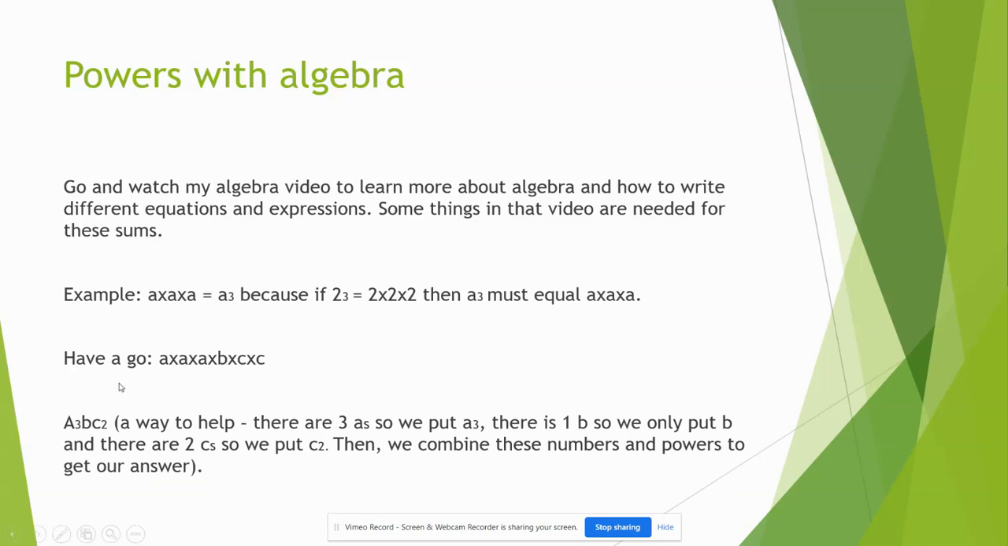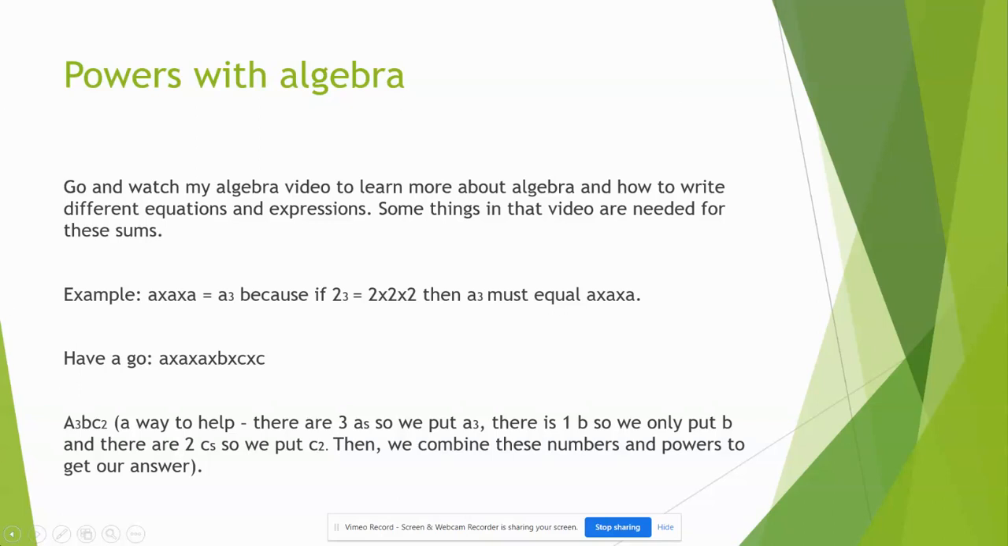Now here's a quick way to help. There are 3 a's, 1, 2, 3. We put a with a little 3 next to it. There's 1 b, so we just put b. And there are 2 c's, so we put c to the power of 2, we put c squared. Then we combine the numbers and powers, a cubed b c squared, to get our answer.